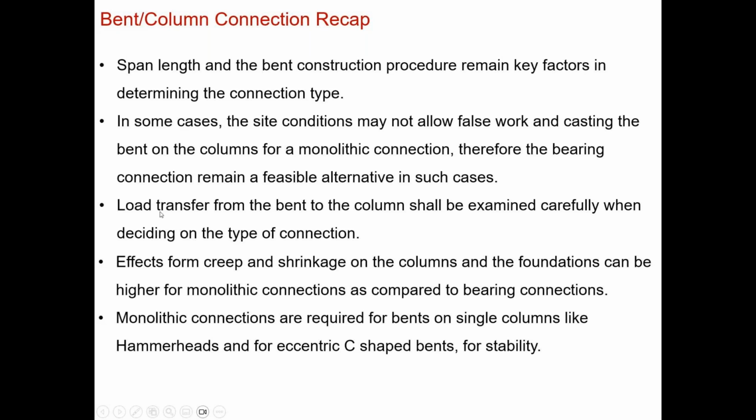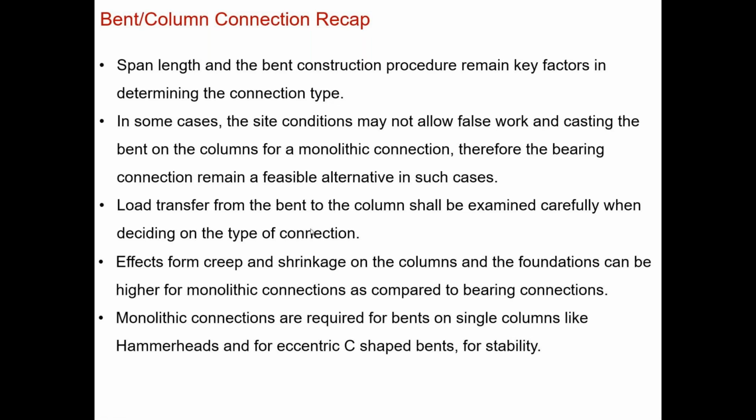We also want to say that the load transfer from the bent to the column remains a very important thing that needs to be examined carefully when deciding the type of connection. Whenever you are planning to use a bearing connection, you want to make sure that you have a clear load path for the torsion to be transformed into forces, and the forces into the out of plane bending moment on the column. If this is not achieved, stay away from the bearing connections, I would say, and keep with the monolithic connection, which is going to work definitely in all situations.